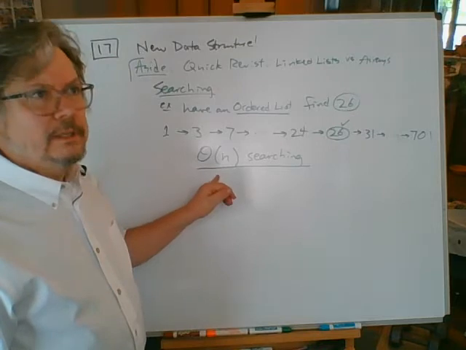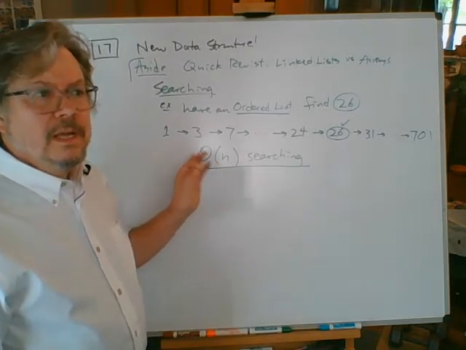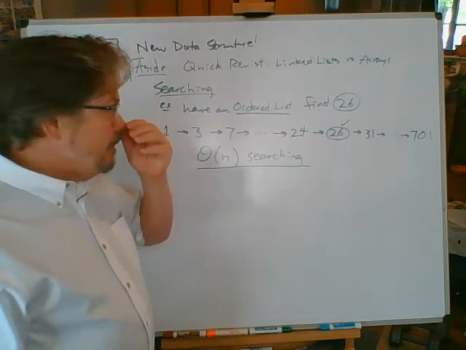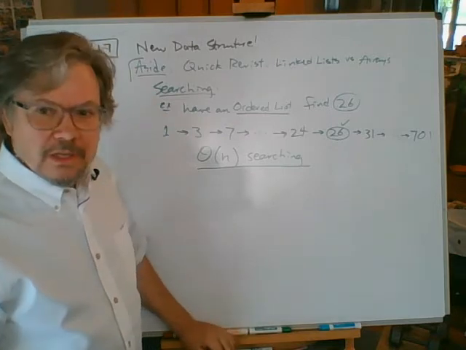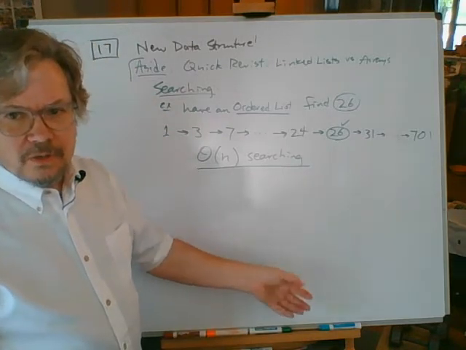Why is it called order n? Well, order n actually is a description of how bad we could expect this searching to get as the list gets larger and larger and larger.